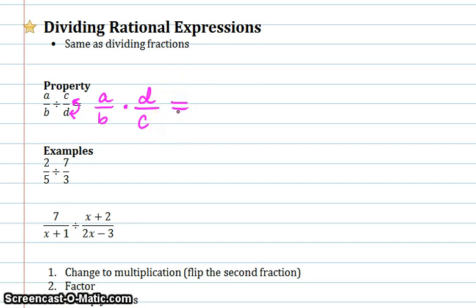Then we can treat it just like a regular multiplication problem and multiply across. So we take a times d, which is ad, and then b times c, which is bc. And that's our final answer.